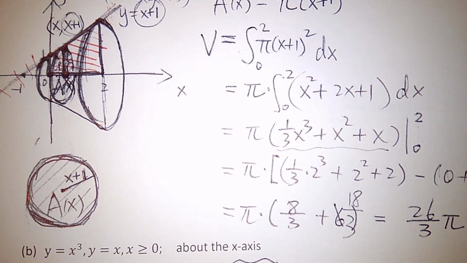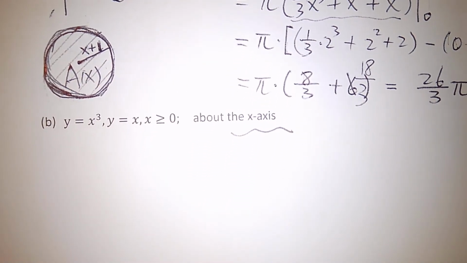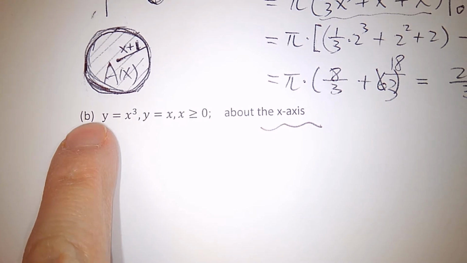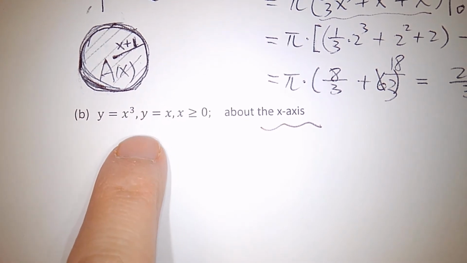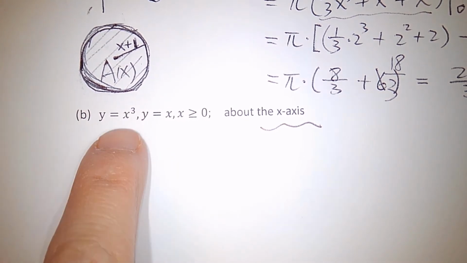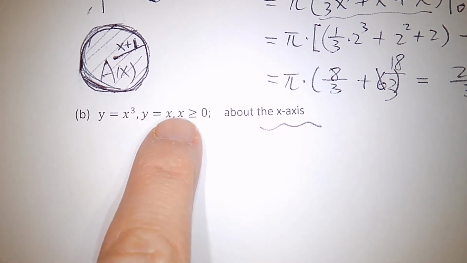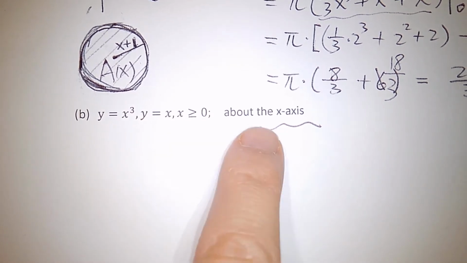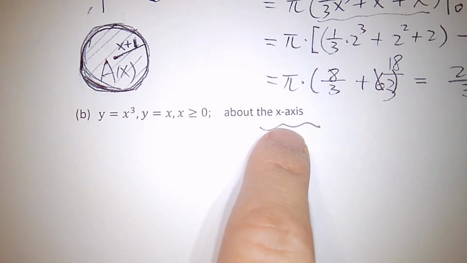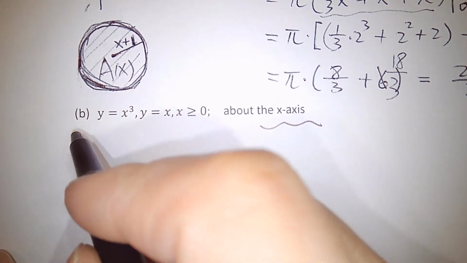Okay, very good. Now let's try number B. Y equals x cubed. The region is bounded by y equals x cubed and y equals x, while x is greater than or equal to 0. Rotate that bounded region about the x-axis. Let's see what we can do this time, okay?